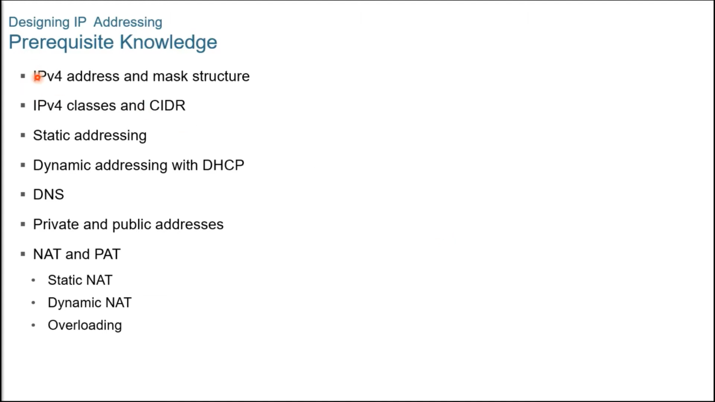Prerequisite knowledge. This includes IPv4 address and mask structure, IPv4 classes and CIDR, static addressing, dynamic addressing with DHCP, DNS, private and public addresses, network address translation, and port address translation, static network address translation, dynamic network address translation, and overloading. So these are the prerequisite topics prior to designing IP addressing.